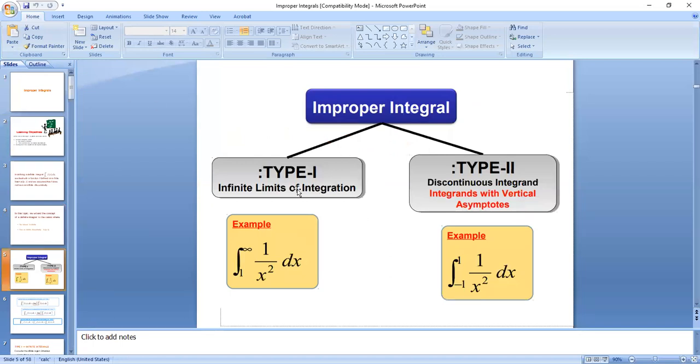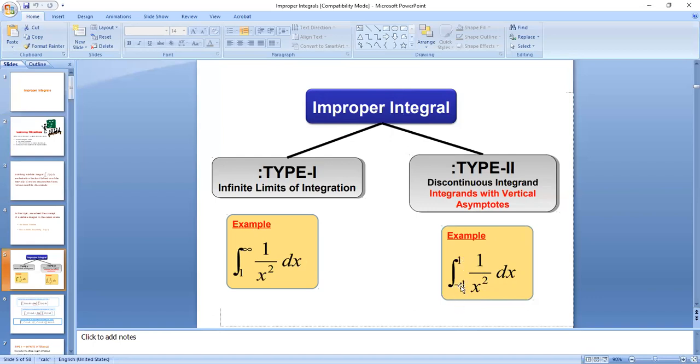Type 1 is the improper integral wherein the limit or limits of your integration is infinite. So this is an example. And the second type is when your integral itself is that scenario wherein the function itself has an infinite discontinuity on the designated interval or limit.